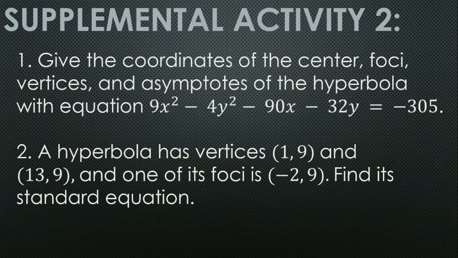Second supplemental activity: give the coordinates of the center, foci, vertices, and asymptotes of the hyperbola with equation 9x² minus 4y² minus 90x minus 32y is equal to -305. Second item: a hyperbola has vertices (1, 9) and (13, 9), and one of its foci is (-2, 9). Find its standard equation.